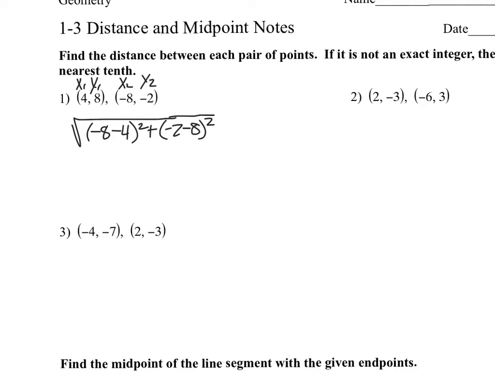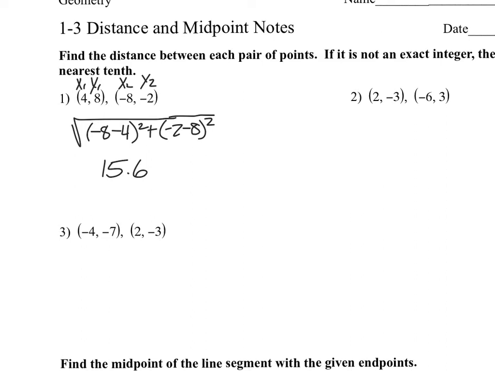So now you can type all this in on your calculator, one big sentence, okay? So you just do square root, which is on the x squared button. Do your parentheses, negative 8 minus 4 squared, and then plus, then do next parentheses, negative 2 minus 8 squared. And if I do that, in this case I don't get an exact integer, I get a decimal. It says to the nearest 10th, that is 1 decimal place, so I get 15.6.